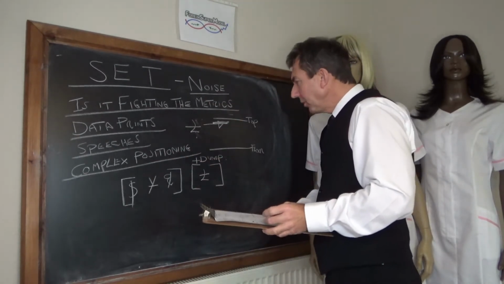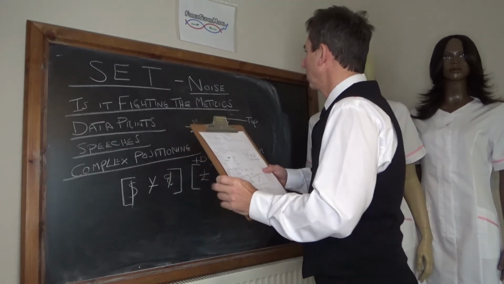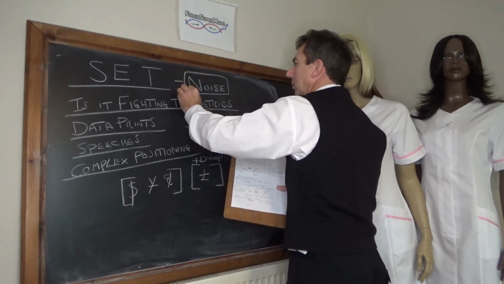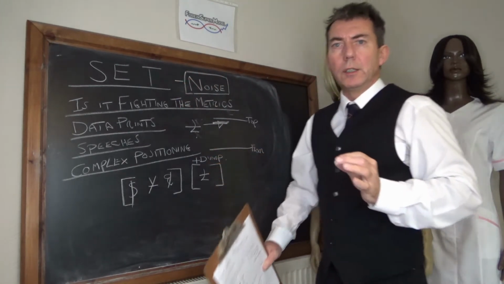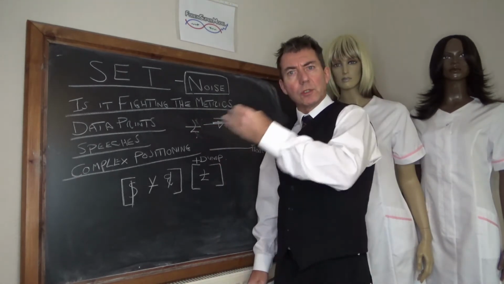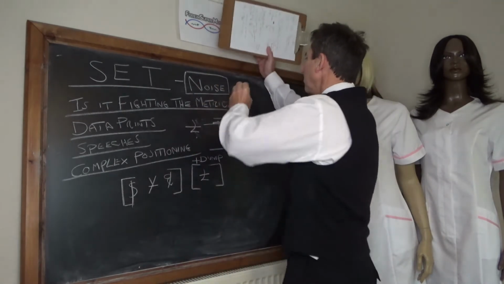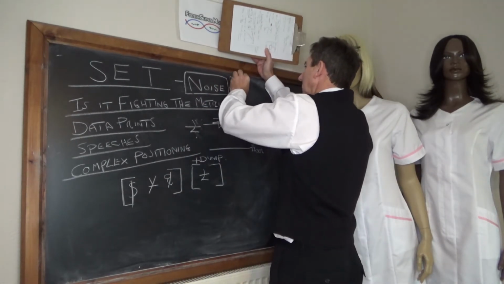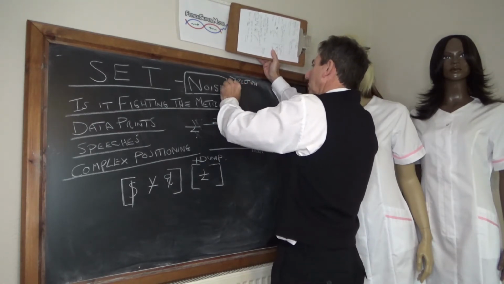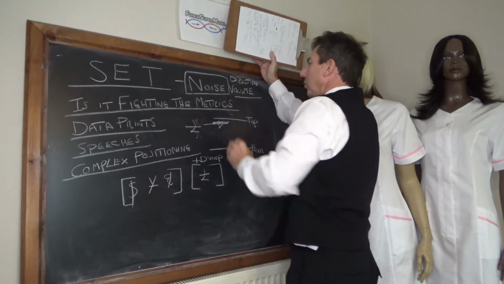Now, if you look at noise, so here we are, noise, right? So now noise needs to be looked at in two ways. What direction is the noise, and what volume are we talking about? So it's direction and volume.